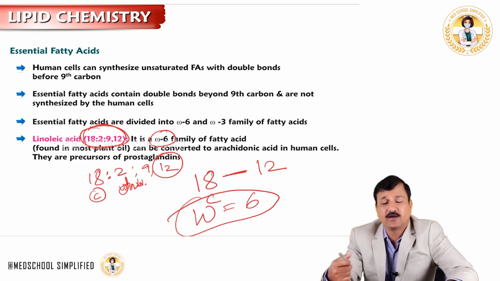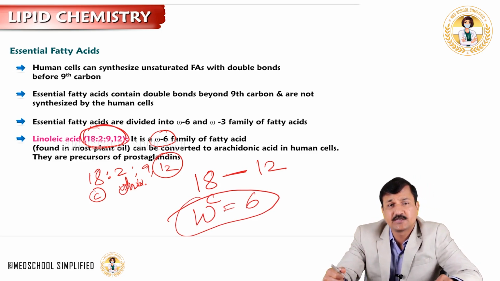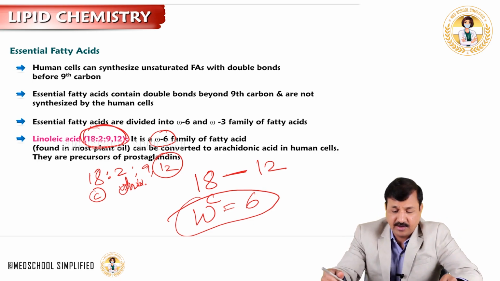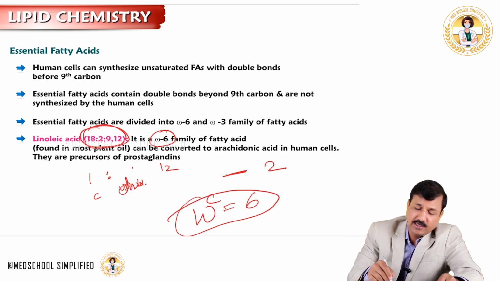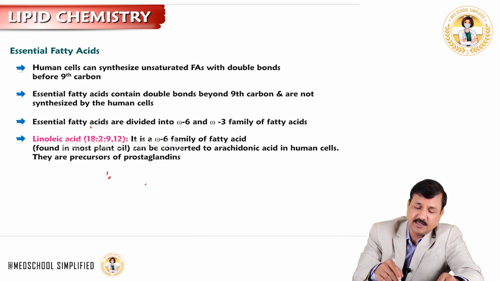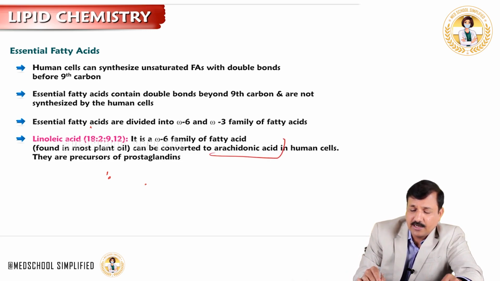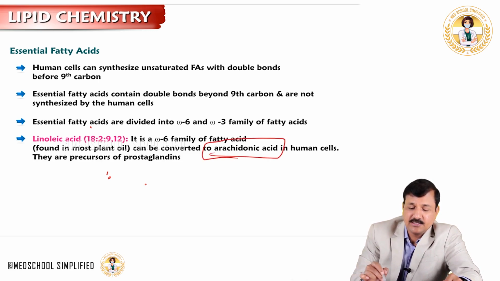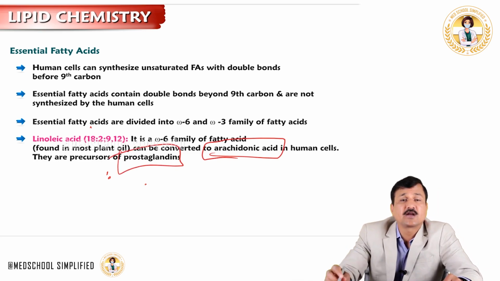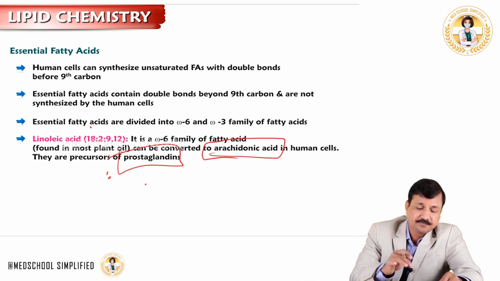So this is the easy way of knowing which omega family an unsaturated fatty acid belongs to. So remember that. Whenever we take linoleic acid in the diet, once it is taken in, in our body, it will be converted into arachidonic acid. And this arachidonic acid is a precursor of prostaglandins. I'm going to show you how exactly that will happen.